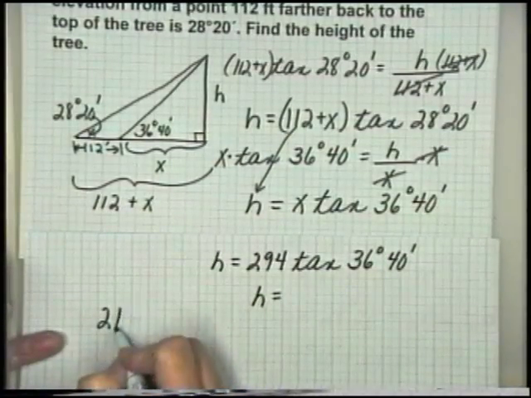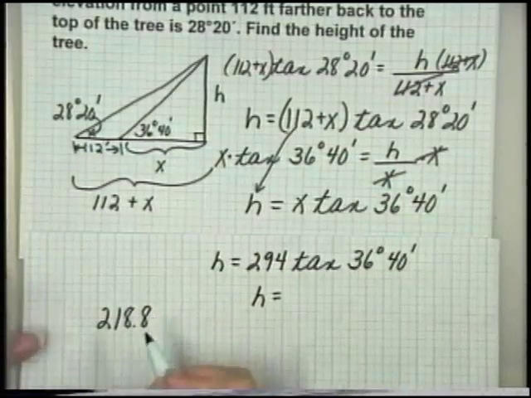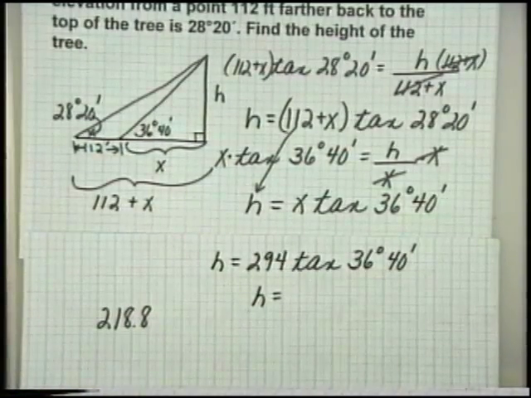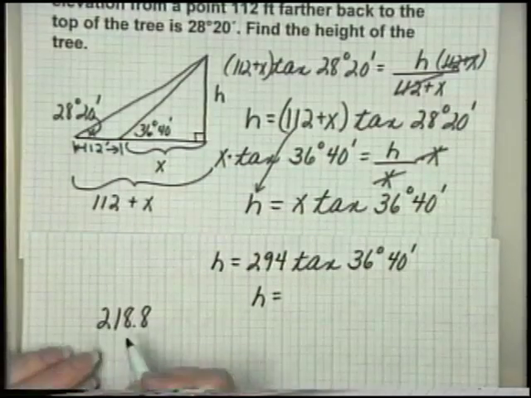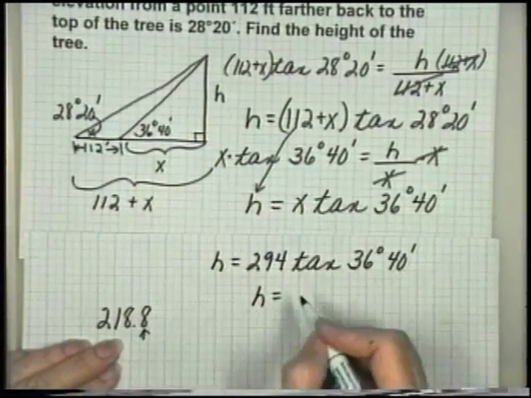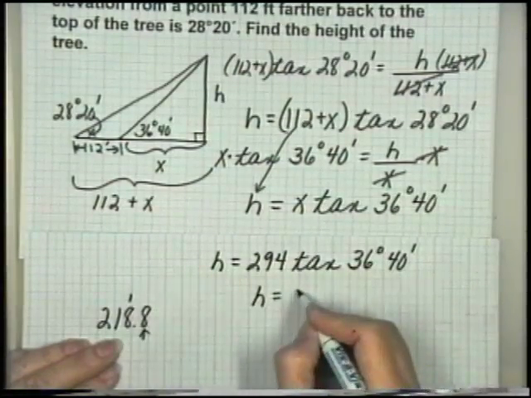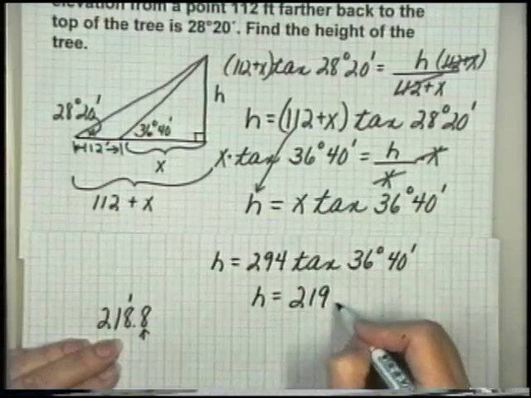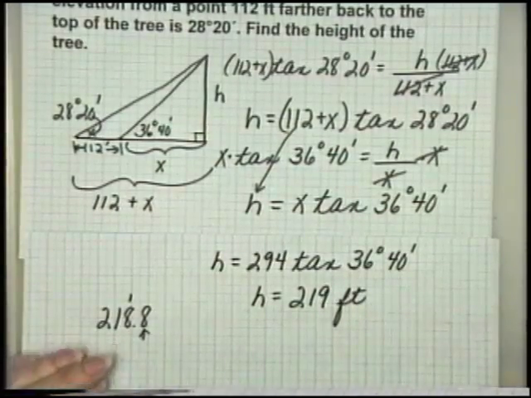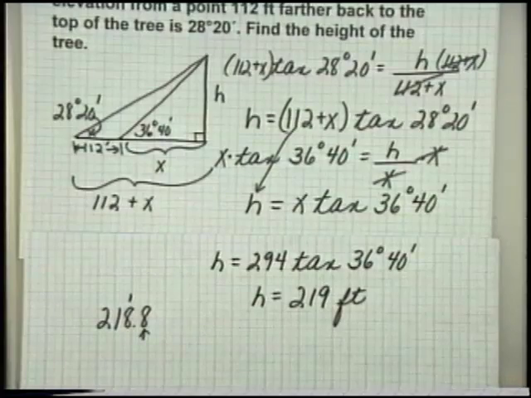And I got that h was equal to 218.8, and I want to of course round to 3 significant digits. Since that's an 8, I will add 1 to the ones place, so h is 219 feet.